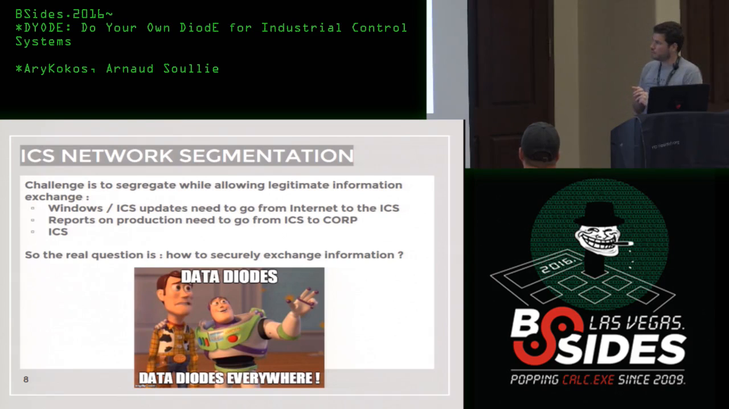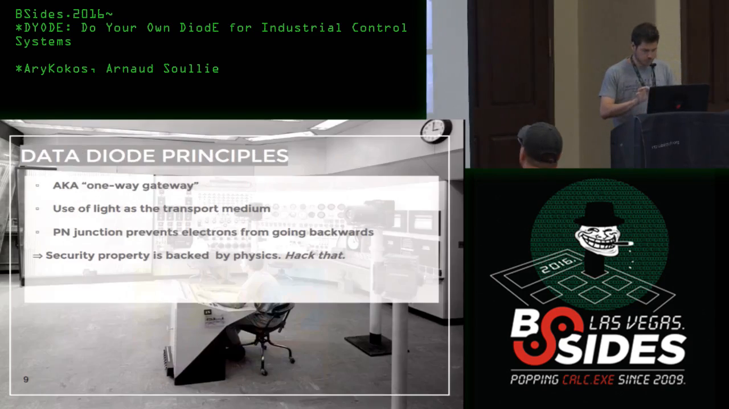A solution to that is the use of data diodes. Why? Data diodes, you can also call them one-way gateways. They use light as the transport medium, and you can use some of the properties of the optical components to have a very secure connection. Why? Because when you use light as the medium, on one side you have a light-emitting diode that will create a light that goes through the optical cable.